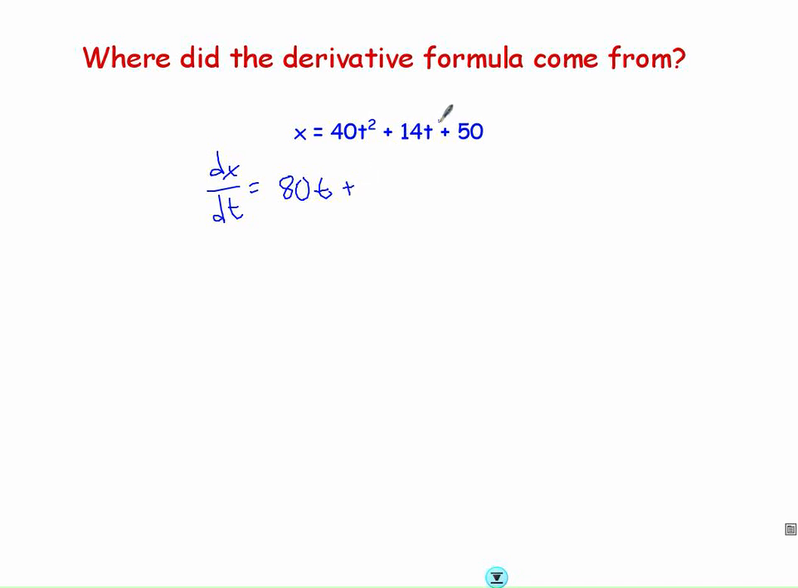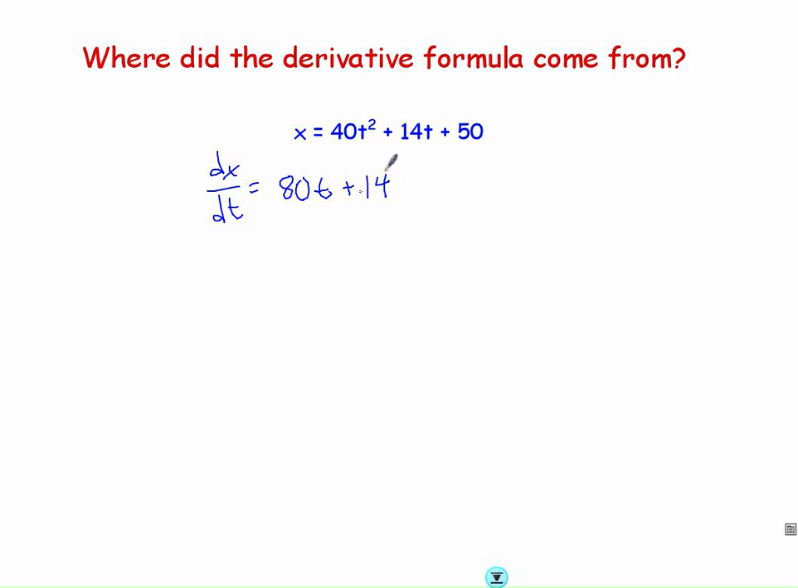We take the next term then, same thing. 14 times that unwritten exponent of 1 is just 14. Exponent of 1 minus 1 is now an exponent of 0. Anything to the 0 power is 1, so we just have 14. And then the 50 would be multiplied by that invisible exponent of 0, t to the 0 power. And so the 50 times 0 is just 0. It drops out entirely. That's the derivative.